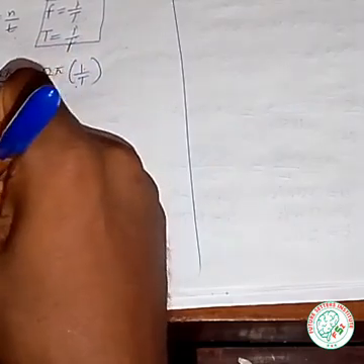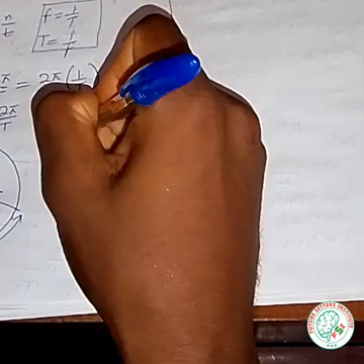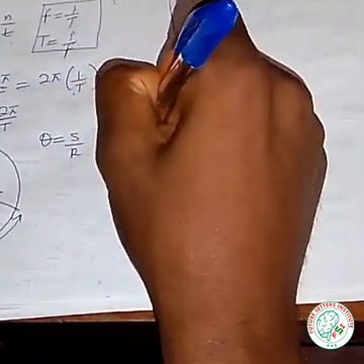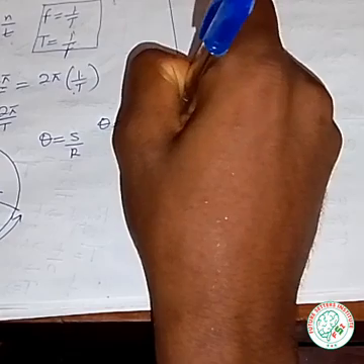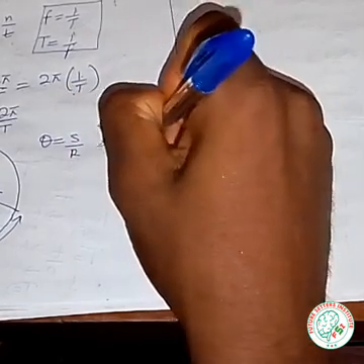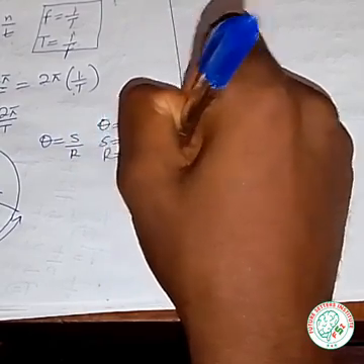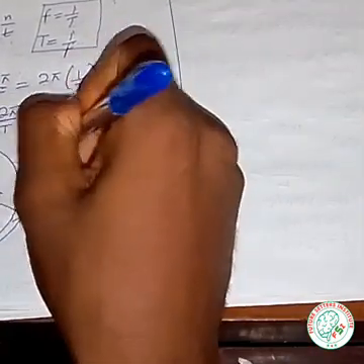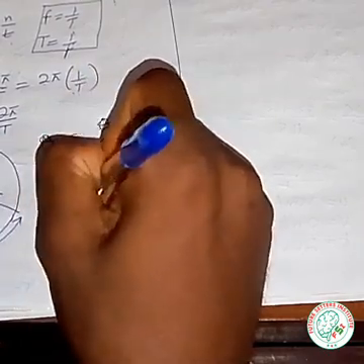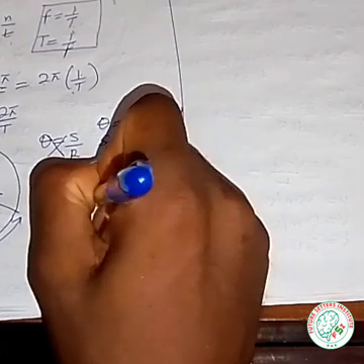Theta equals S over r. Theta is our angular displacement, S is the distance swept, and r is the radius. Now if we are relating this, we can cross multiply. You can say theta r, or r theta, equals S. So let me just put that S equals r theta.